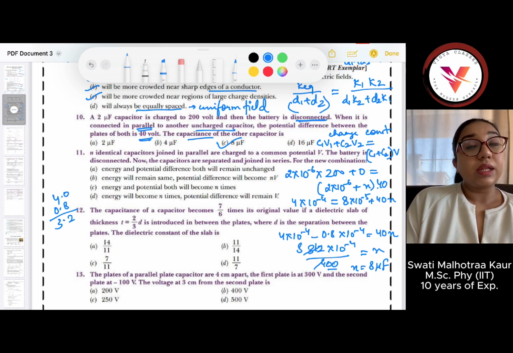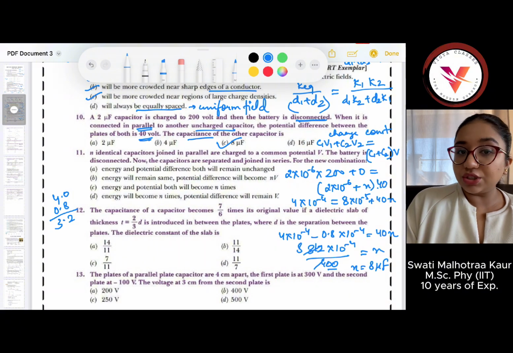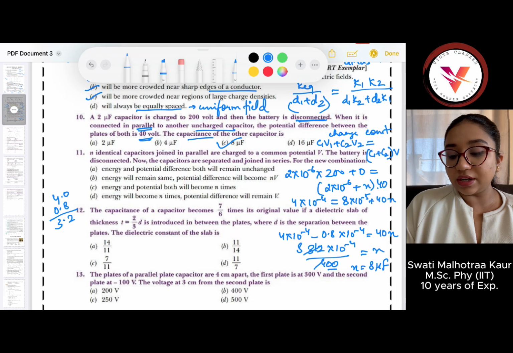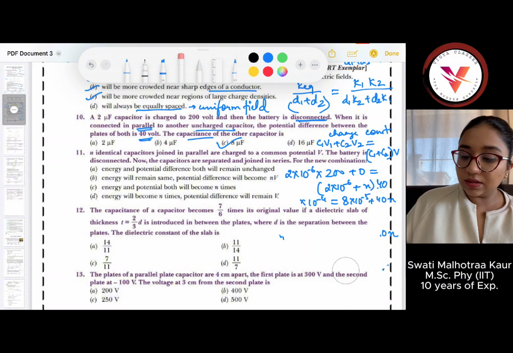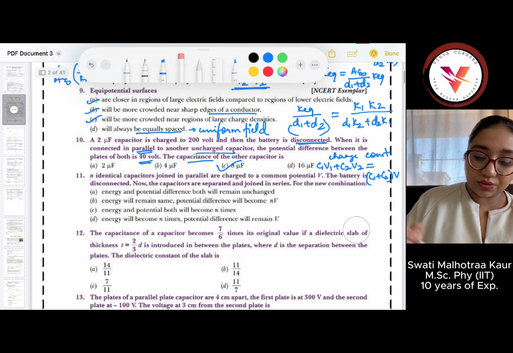It's a calculation. The basic thing is, if the capacitor is disconnected, then the charge is equal. Next, n identical capacitors are joined in parallel with charge to a common potential V. The battery is connected. Now the capacitors are separated and joined in series. Okay, so I'm erasing this. You can pause, you can check the solution.